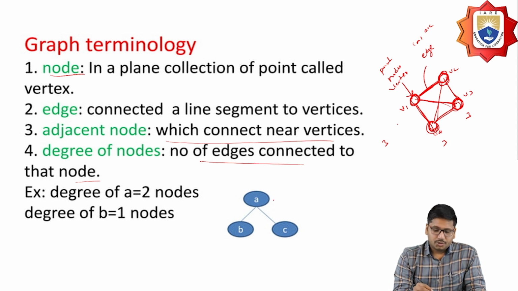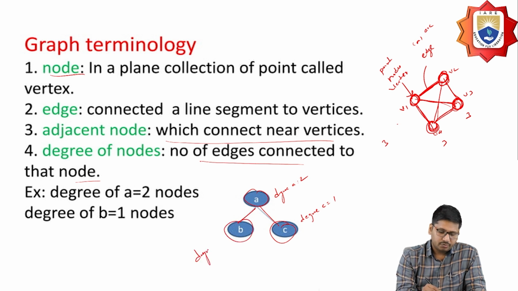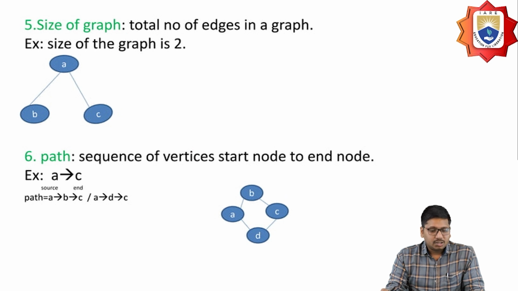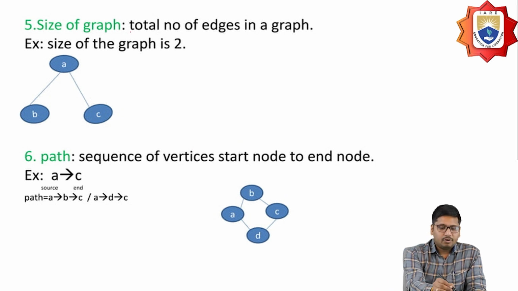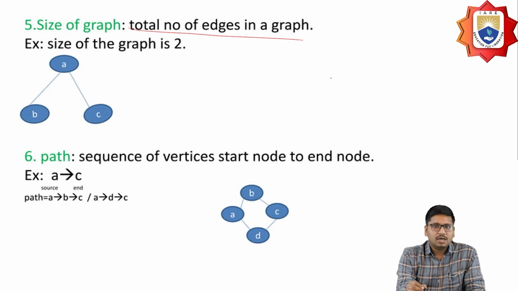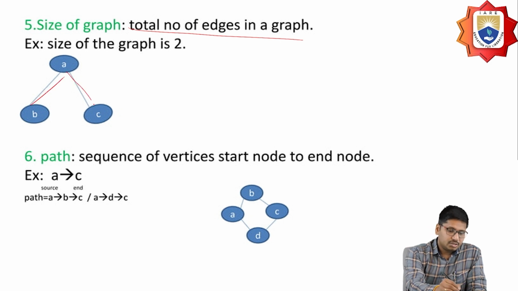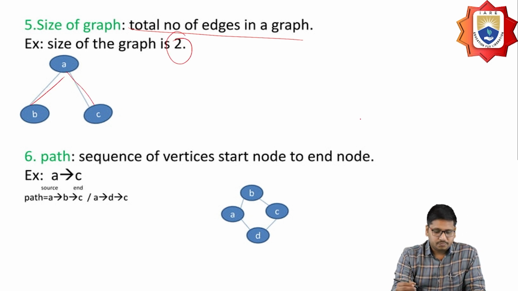In this one, two edges are connected, so the degree of node A is equal to 2. For C, there is only one edge connected, so the degree of C is 1, and the degree of B is also 1. Next is the size of the graph. The size of the graph means the total number of edges in the graph. Here the number of edges is 2, so the size of the graph is 2.